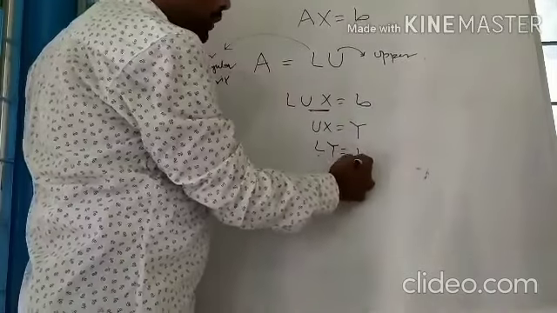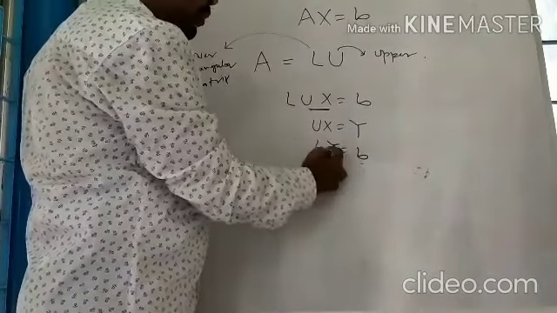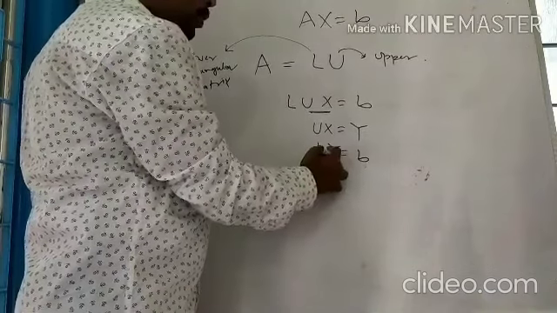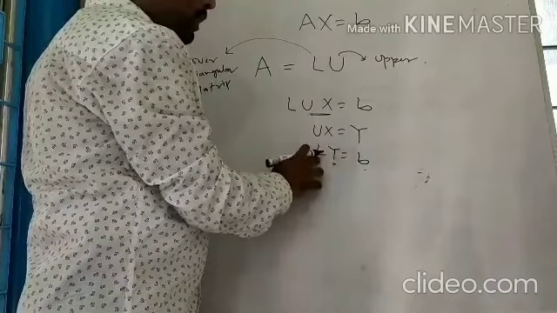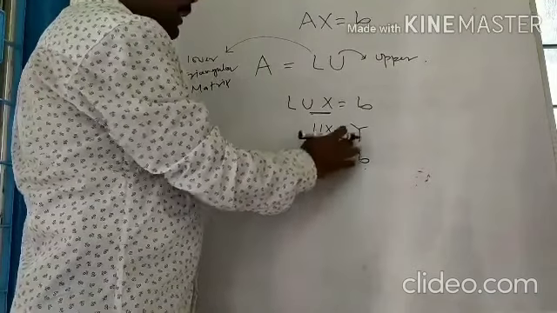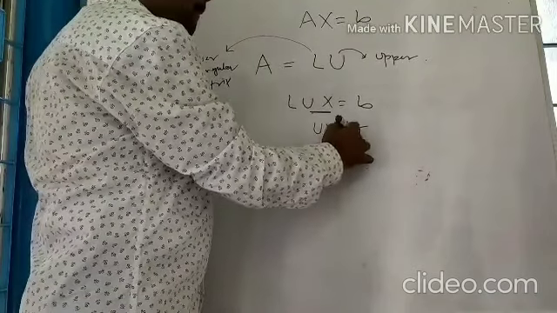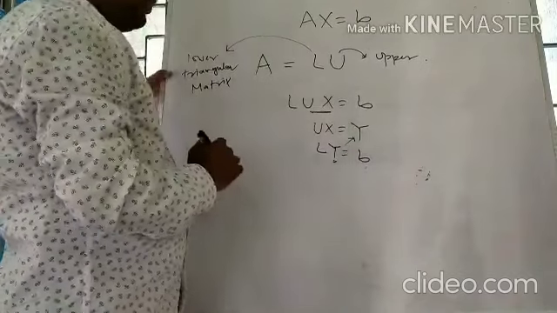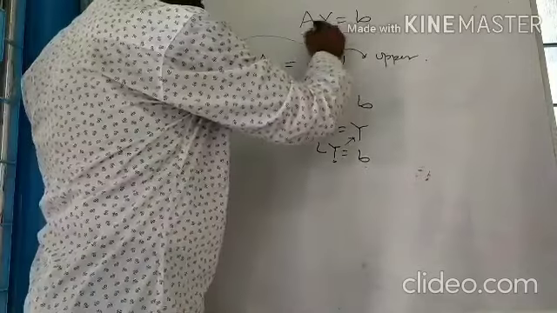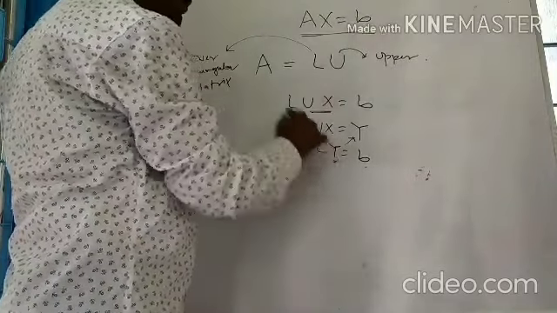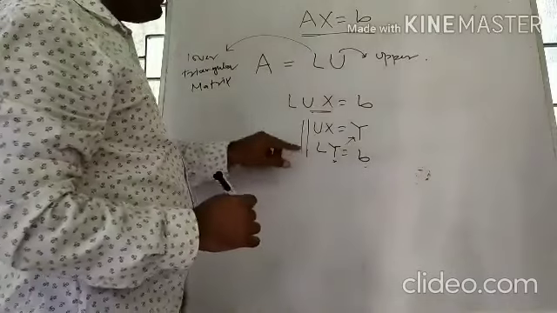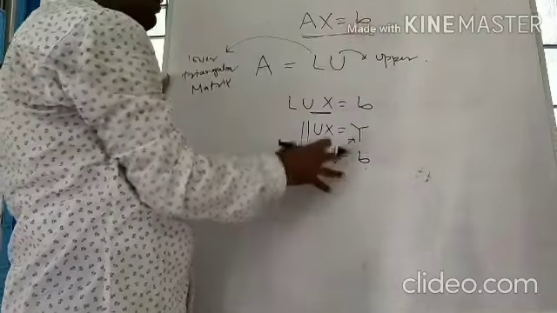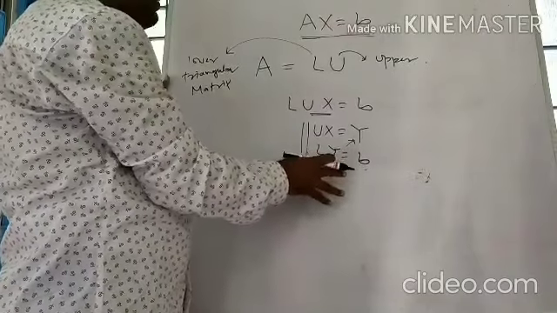Now L is known, B is known, so we can calculate Y. L is a lower triangular matrix, B is also known, so we can calculate Y by substitution. Then put Y here. Then U is known, Y is known, so we can calculate x. Now we have two systems of equations, Ux equals Y and Ly equals B. So indirectly we can solve Ax equals B by the LU factorization method.